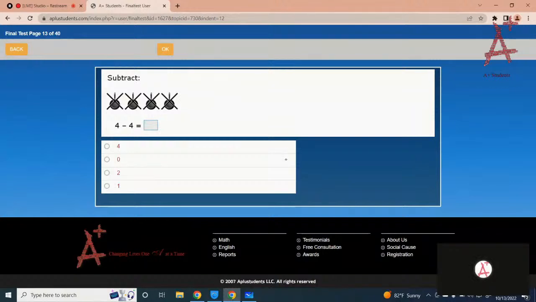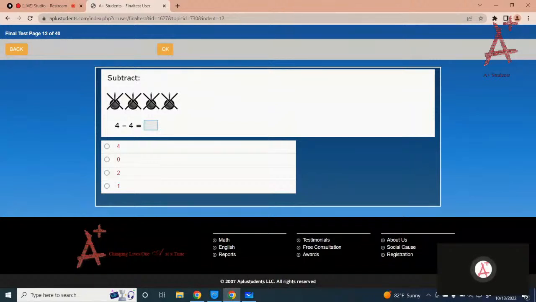Okay, so how many do you have in total? One, two, three, four. Four of the pens and all of them are crossed out. So how many pens are you left with? That means total pens are 4. You crossed the 4, so 4 subtract 4 equals.